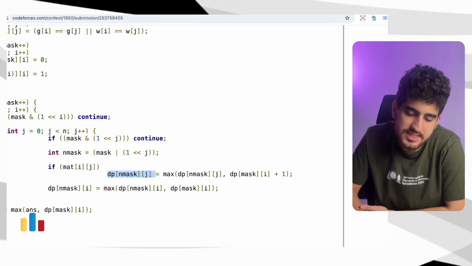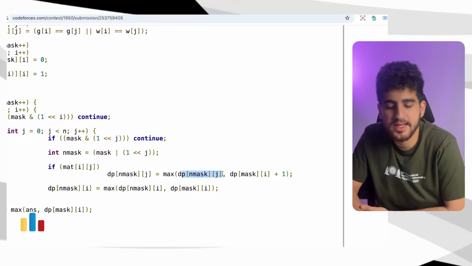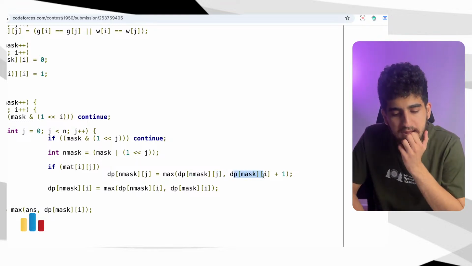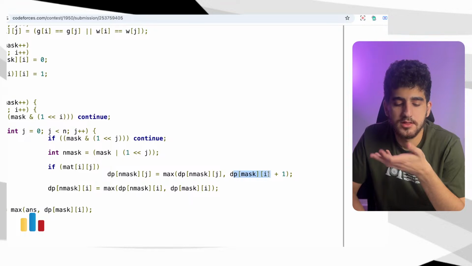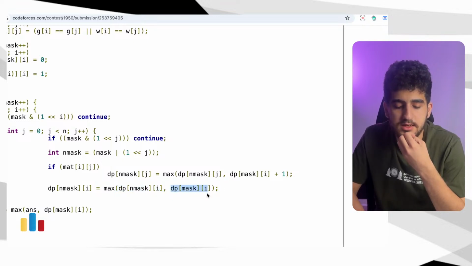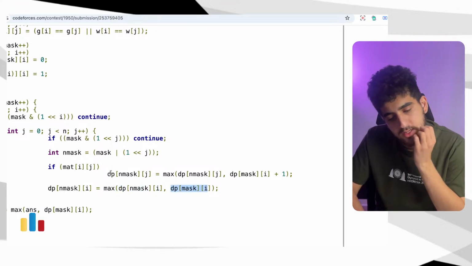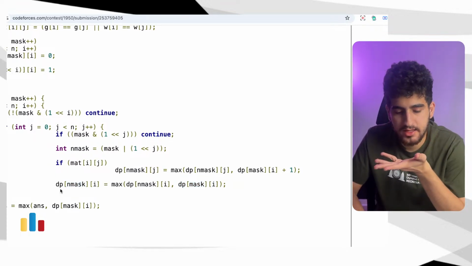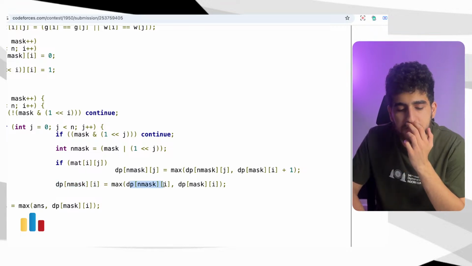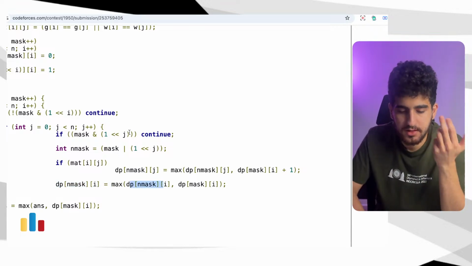dp of n mask and j is equal to maximum of dp of n mask and j and dp of mask and i plus 1. And then I say that dp of n mask and i is equal to maximum of dp of n mask and i and dp of mask and i. In here we are also considering the case that j is ignored.